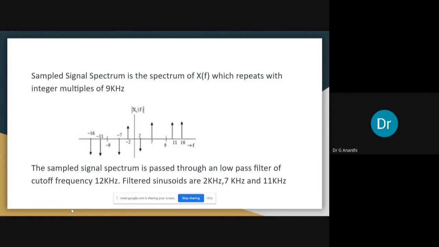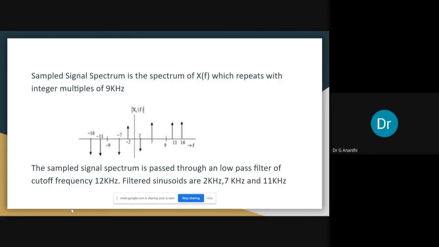Sampled signal spectrum is a spectrum of X of f, which repeats with integer multiples of 9 kilohertz. So the sampled spectrum is drawn, and the sampled signal spectrum is passed through an ideal low-pass filter with the cutoff frequency of 12 kilohertz. The filtered sinusoids we can see from this diagram.